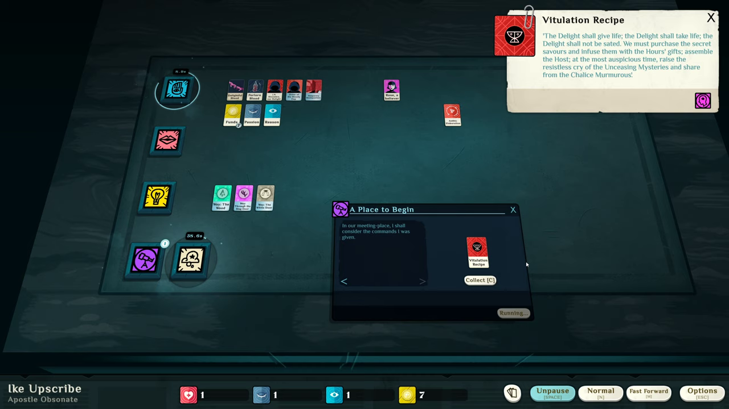This will be the biggest feature of our apostle run. This is kind of our ultimate goal here.